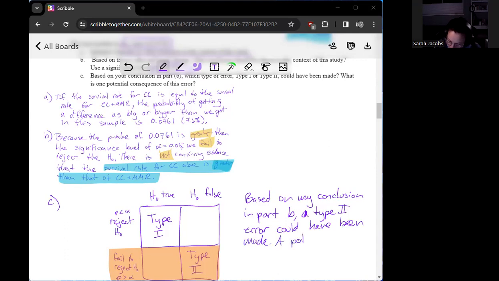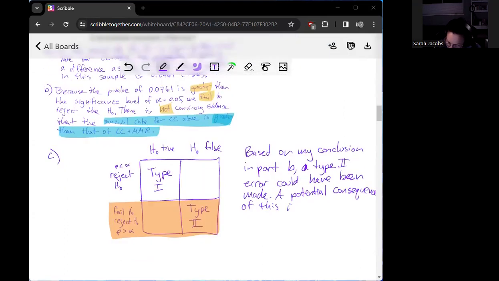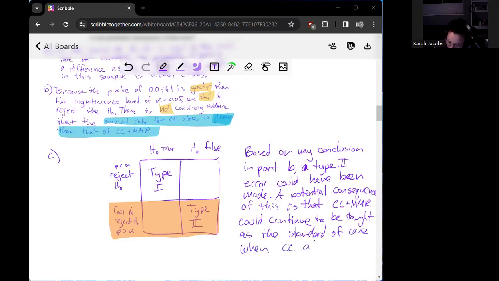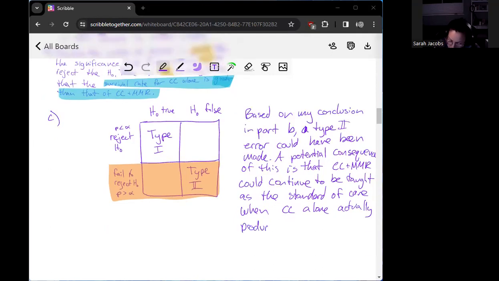A potential consequence of this is that chest compressions plus mouth-to-mouth resuscitation could continue to be taught as the standard of care when chest compressions alone actually produce a higher survival rate.